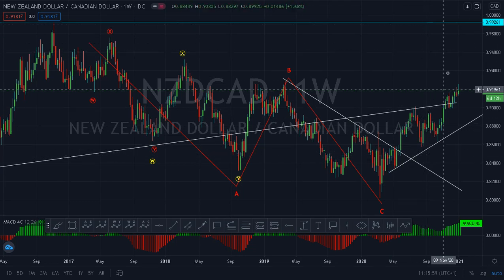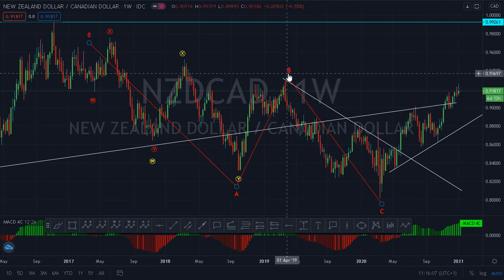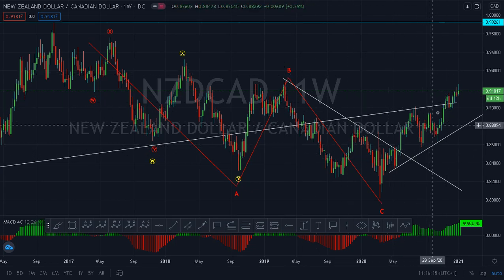I cannot label here because it's not clear yet whether it is an impulse or it will continue going down until it takes out this. I can see it as a correction until the B wave is taken out. If the B wave is not taken out, it remains a correction. But I think it will be taken out.